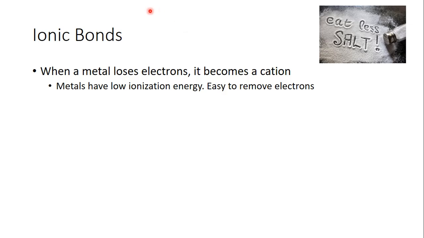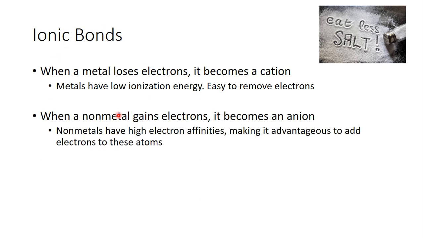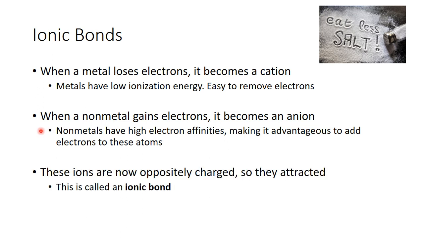So an ionic bond between a metal and a nonmetal happens because, 1, a metal loses an electron and becomes a cation. A nonmetal gains that electron and becomes an anion. And now you have 2 ions that are oppositely charged, so they'll attract each other. And that's what an ionic bond is. You have a positive and negative atom sticking around each other. You generally make salt.